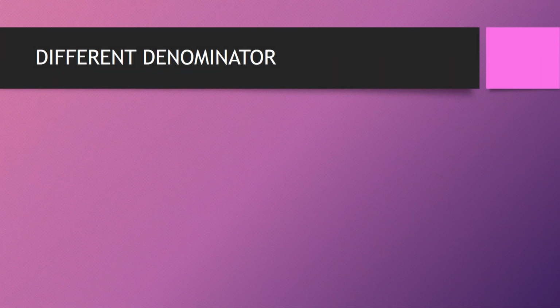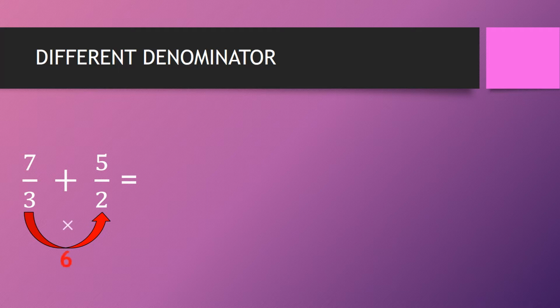With different denominators, 7 divided by 3 plus 5 divided by 2. Now, in this case, I want to show you another important method to solve the addition between fractions. Some teachers name this method the butterfly method. This is another way to find the addition of two fractions. What do you have to do? Number one, you multiply the denominators. When you multiply the denominators, the answer is 6. And now you use cross multiplication.